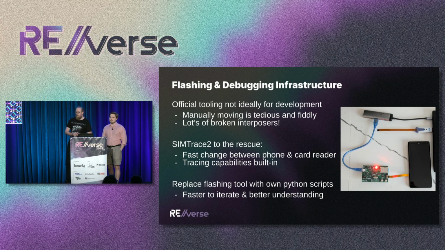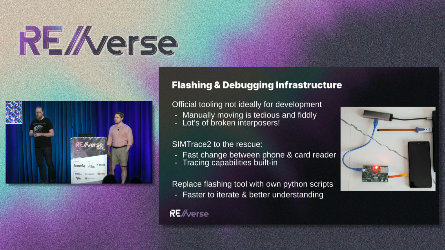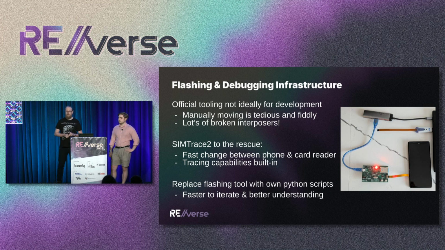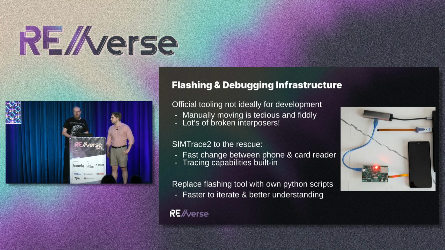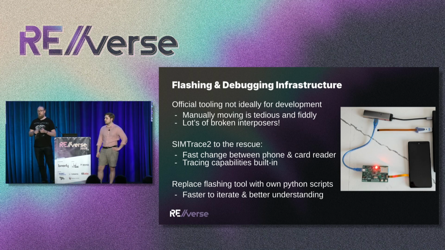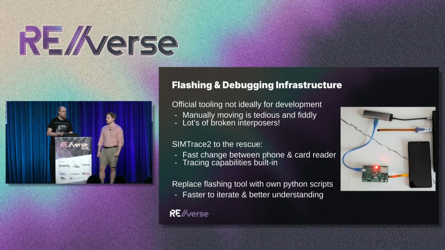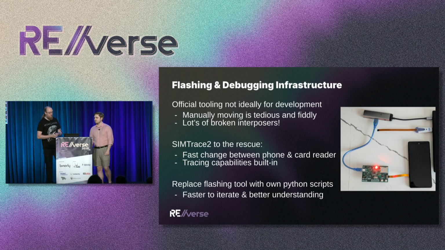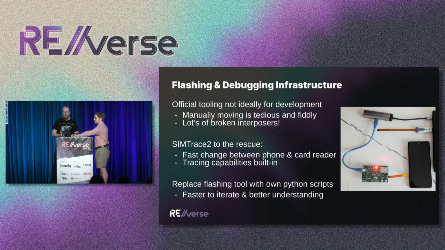So we built our own little flashing and debugging infrastructure, again based on the SIMtrace 2. We see here that we have a phone attached right now, but we also have the card reader hanging on the laptop up in the image. This allows us to quickly change the flat flex cable from phone to card reader and card writer, so that we can easily change the interposer firmware and debug what's going on.